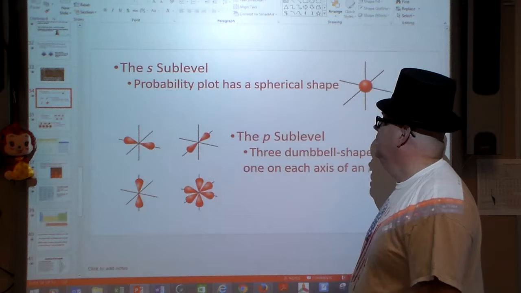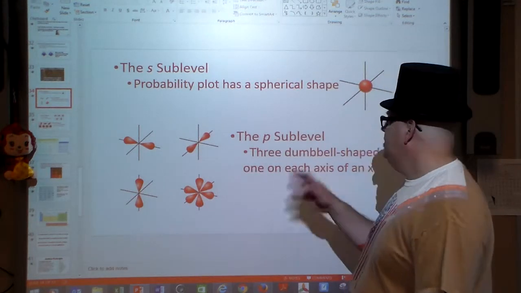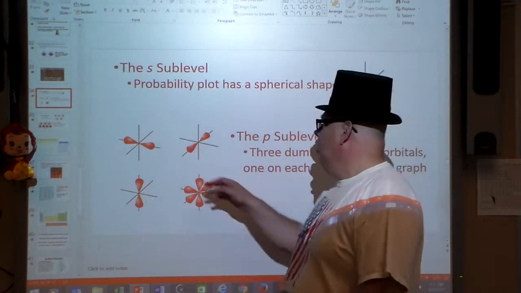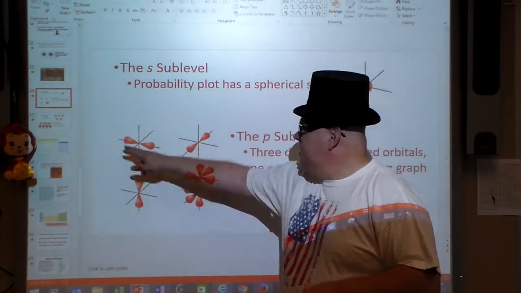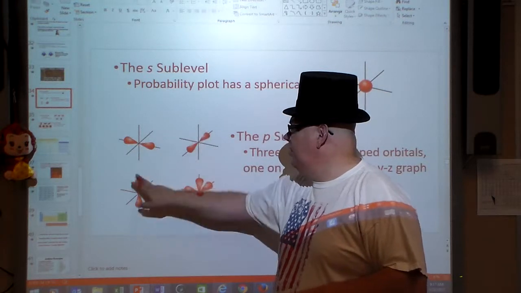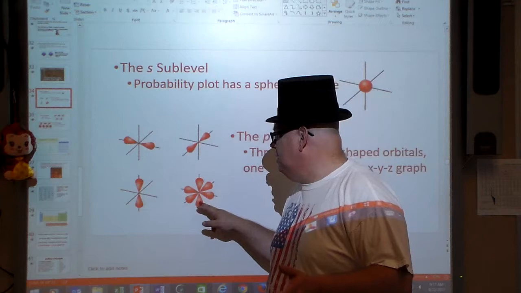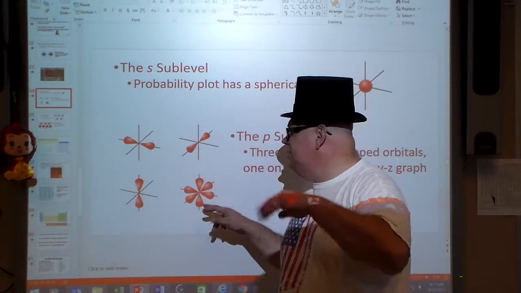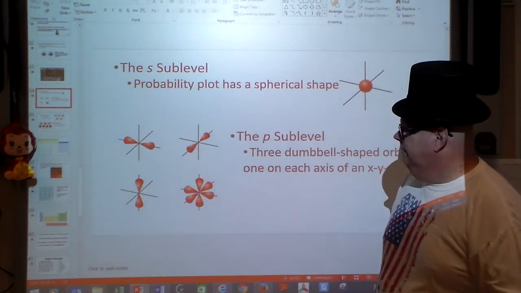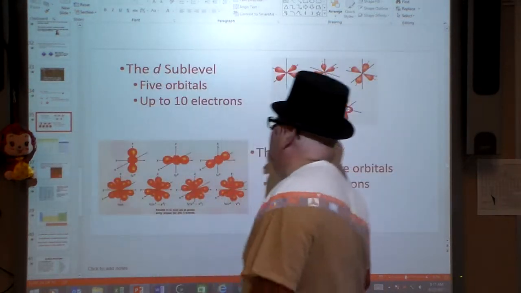Talk to your friends. Now, we also have the p sublevel. Now, you have 3 dumbbell-shaped orbitals, one on each axis of x, y, z. So you have going this way, this way, this way, and separately, okay, we can handle that, but what happens when they come together like this? And again, this is where we are seeing these things happening, okay? This is true for every atom that's out there.